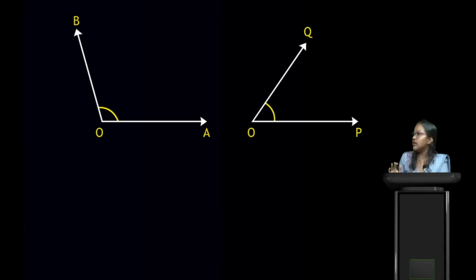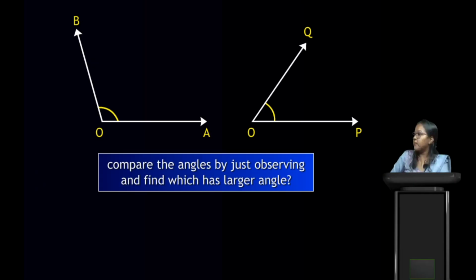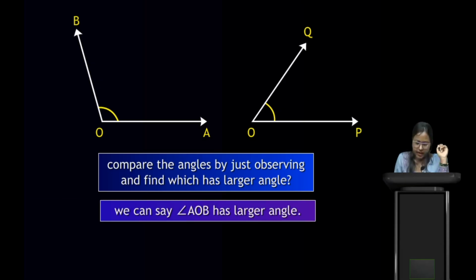Okay, now you can see on your screen 2 different angles. One is angle BOA, another one is angle QOP. 2 angles are there. Okay. Now, compare the angles by just observing and find which has the larger angle. So, by only comparing without measuring, they are not asking you to measure the angles. They are simply telling you to observe. Can you compare? Can you tell which one is larger? Of course, all of you can tell, right? How can you tell? By observing, obviously it is looking like what?